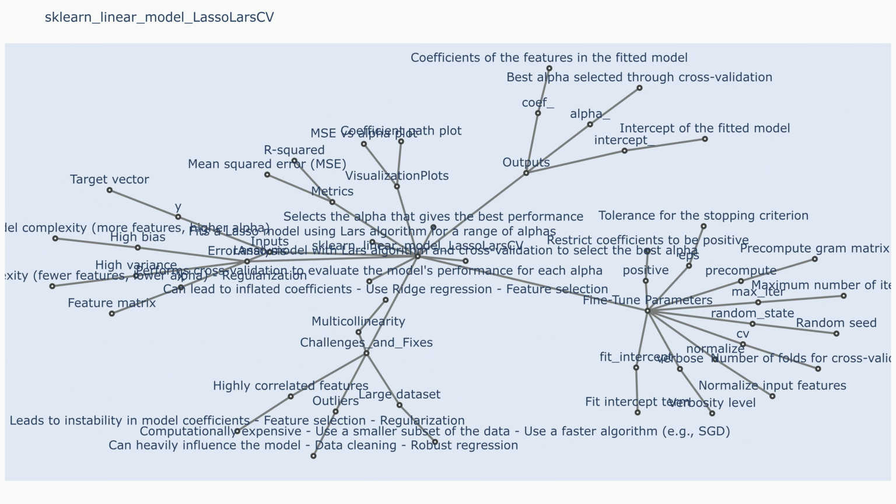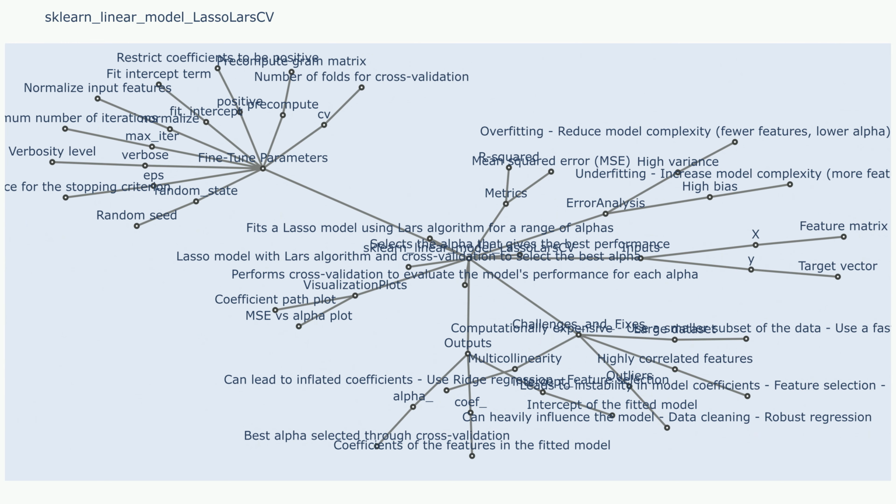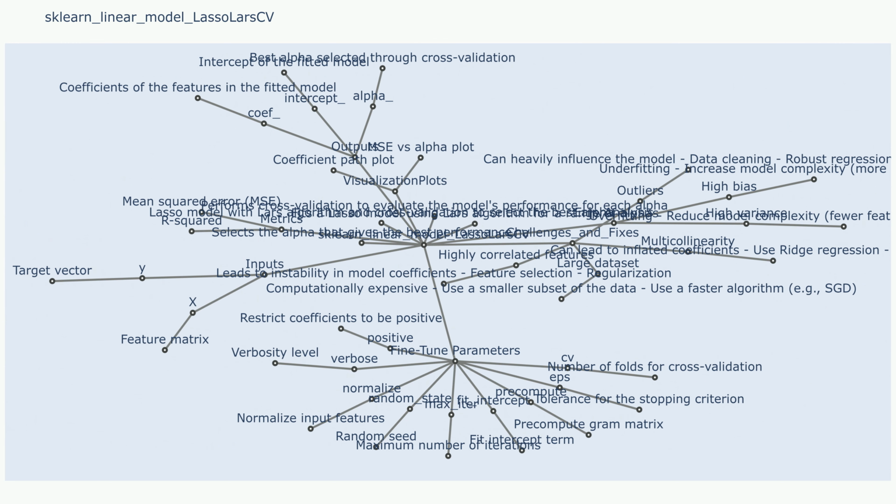4. Cross-validation is performed with a specified number of folds to evaluate the performance of a model across different alpha values. 5. The alpha value that minimizes the chosen metric, e.g., MSE, is selected as the optimal alpha. Metrics: mean squared error, MSE, commonly used to evaluate the performance of linear regression models. R-squared, a metric that measures the proportion of variance in the dependent variable explained by the independent variables.